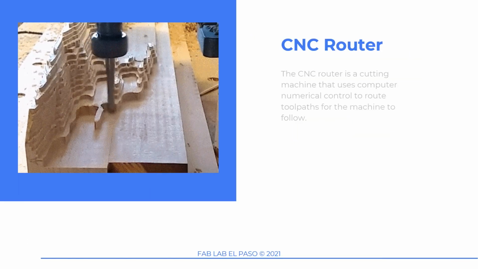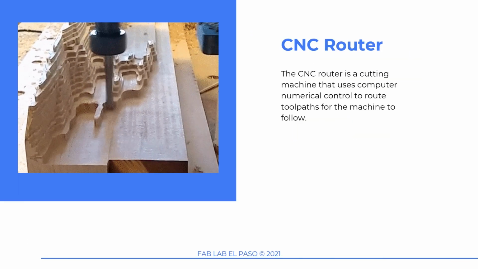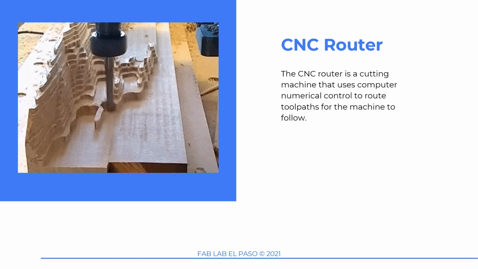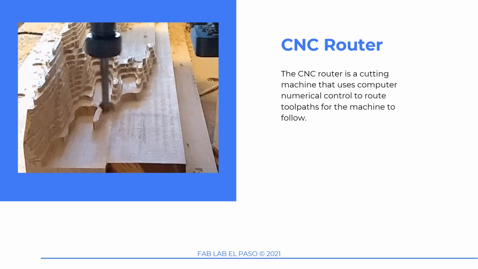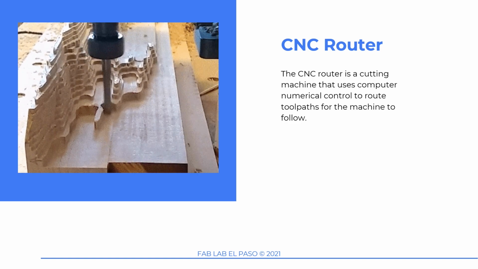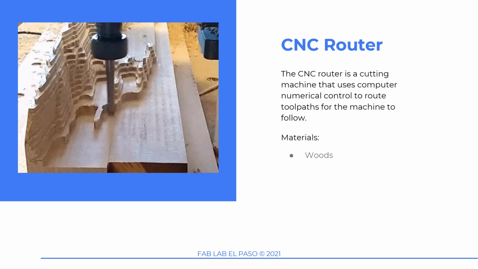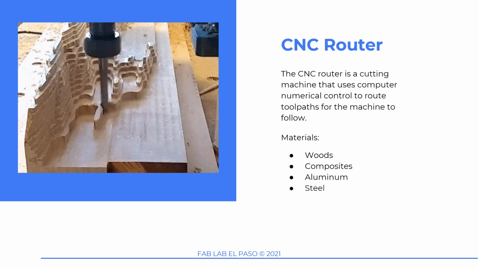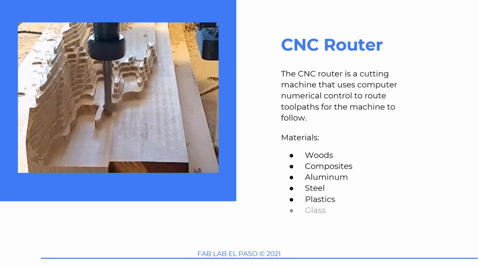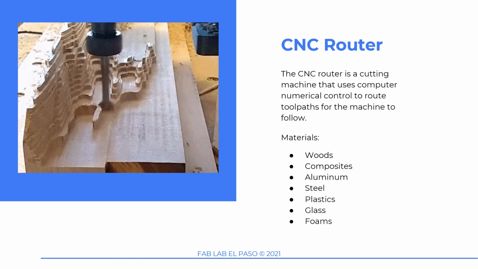The CNC router is a machine used for cutting. CNC stands for Computer Numerical Control. This means that the machine is instructed to follow specific tool paths as it cuts the material. CNC machines can cut materials like wood, composites, metals like aluminum and steel, plastics, glass, and even foam.